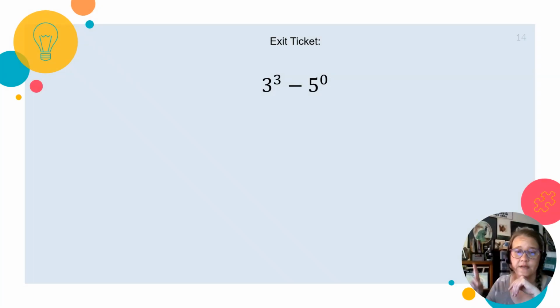And here we go. This is going to be your exit ticket for today. It's going to be 3 to the 3rd power minus 5 to the 0 power. Remember to expand and remember the properties of 0.